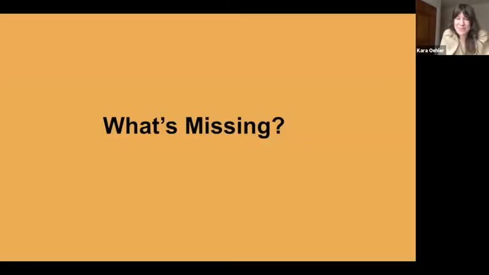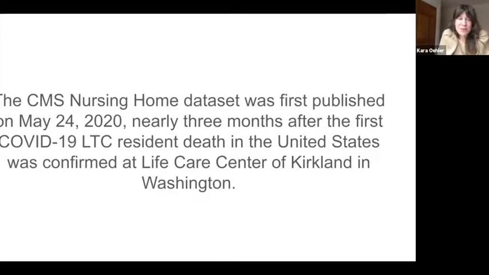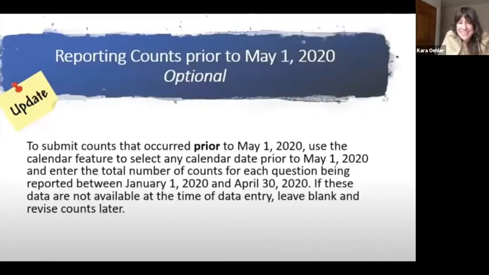Let's go into what's missing. The first death in a long-term care facility, in a nursing home, was at the Life Care Center in Kirkland, Washington. That was at the end of February, and nearly 3 months later is when the CMS nursing home data set was released, on May 24th. One of the major issues, and this is a slide from one of the training videos for the reporting module, is that there's just no data that's required to be reported for those first early months in the pandemic.